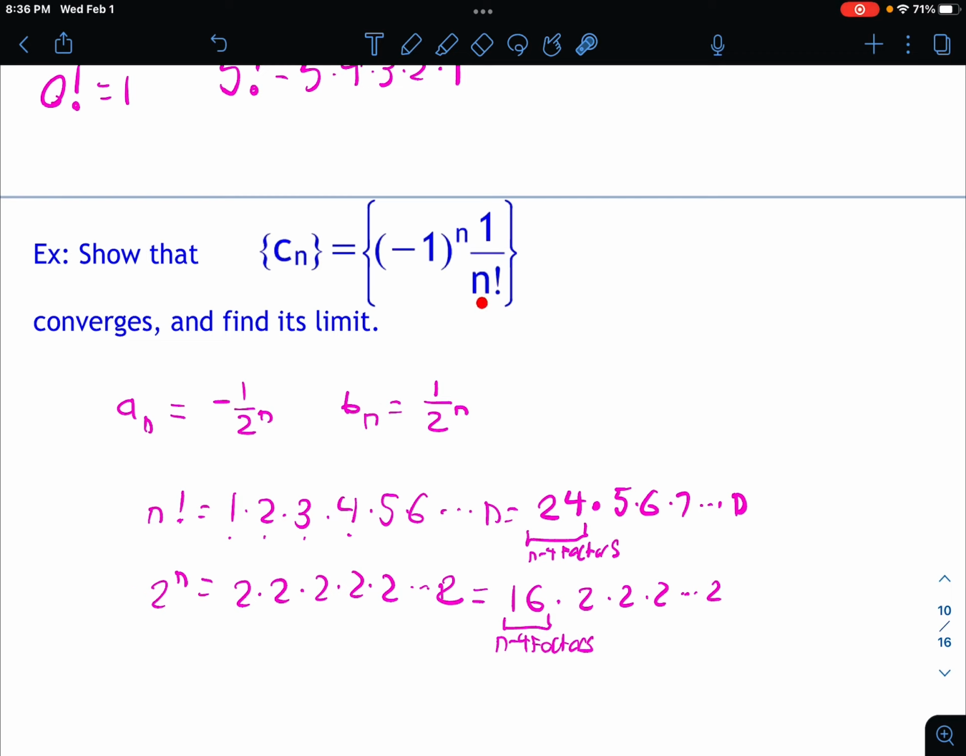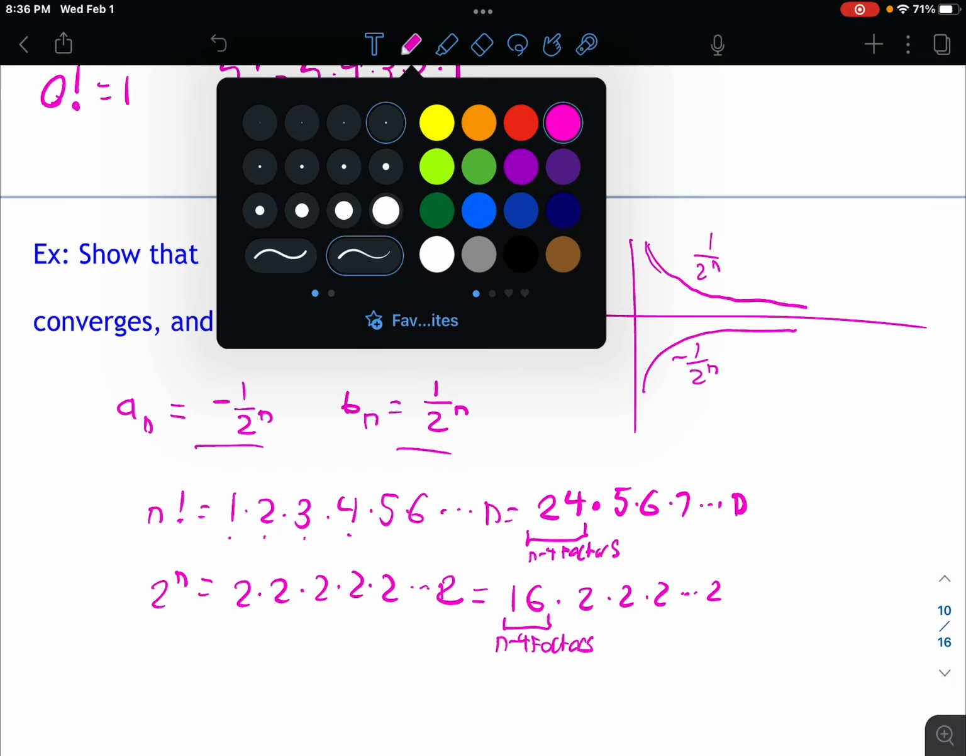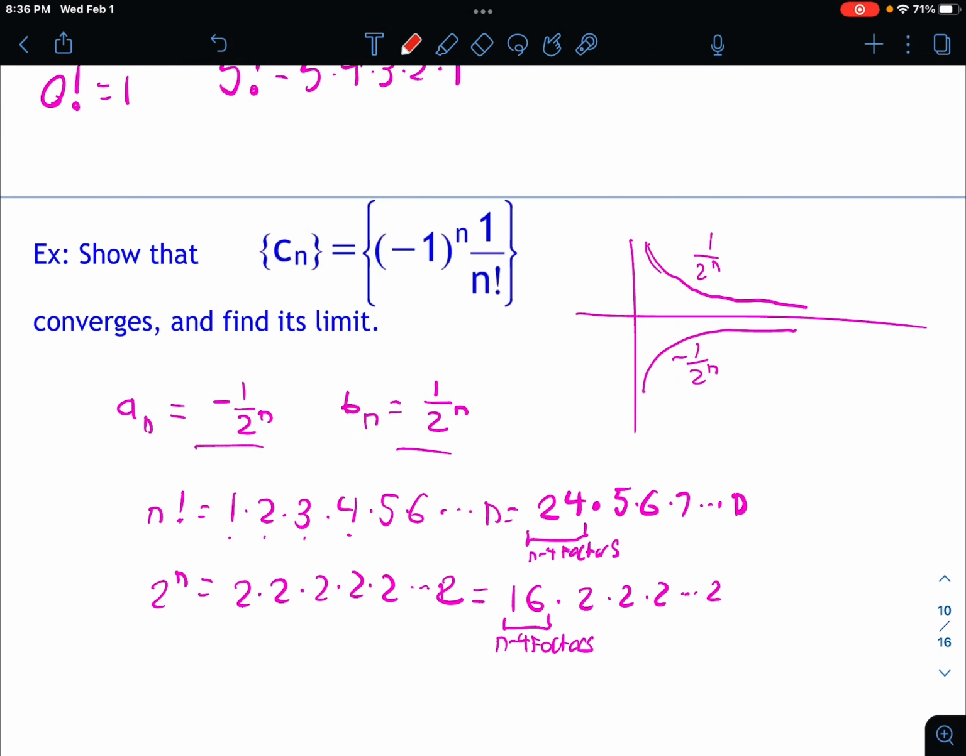Why is that important? Well, we're dividing by n factorial. It grows super fast, right? So we're going to end up in a situation between these two functions where we have a decay. This is just a quick sketch of it. We have this function here, which is 1 over 2 to the power of n, and this is negative 1 over 2 to the power of n. When we divide through by n factorial, it's going to continue to fall in between after the first couple of times that we substitute into it. It's going to start to look like this.